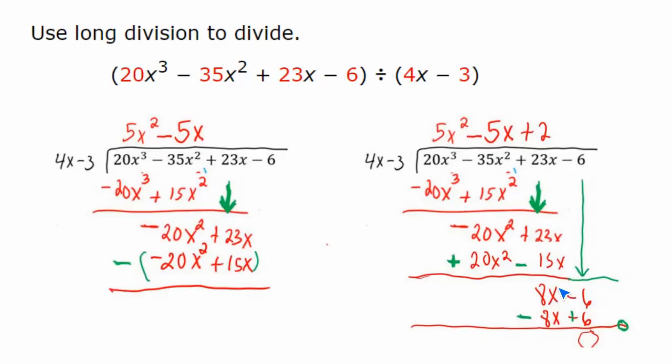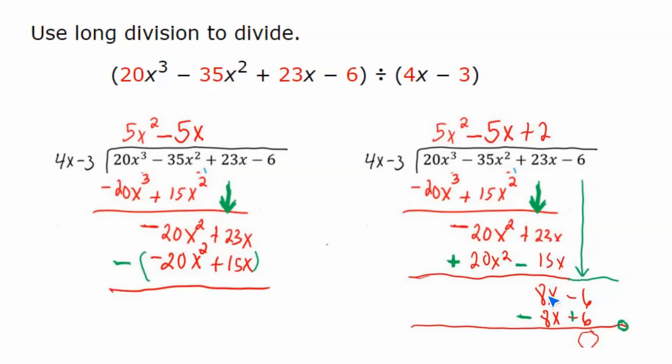And so now I start again, right? So I have 8x and I have a 4x. What number do I need to multiply 4x by to give me an 8x? That's going to be a 2. So 2 times 4x is 8x, and 2 times negative 3 is negative 6.